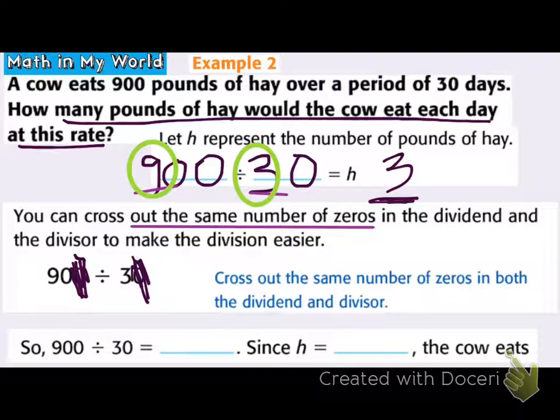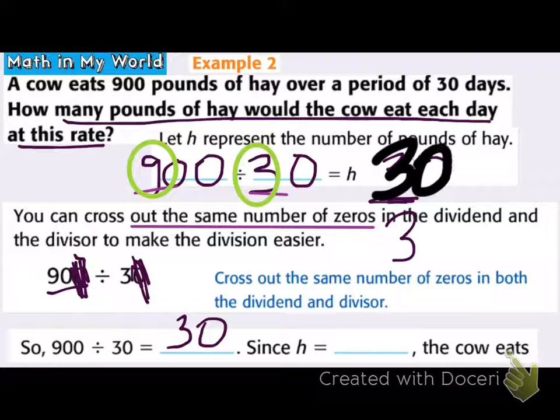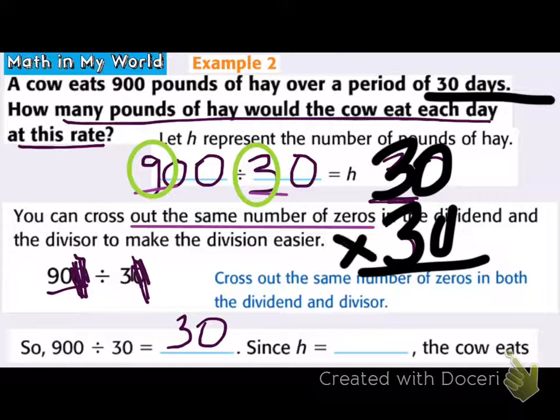Step 2 is place value. Well, 90 is in the tens place, so I better add 1 zero to solve. So 900 divided by 30 is 30. And I'm going to see if it's reasonable. Well, if I multiply 30, my answer, times 30, because it's 30 days, I should get my dividend. I should get that 900.